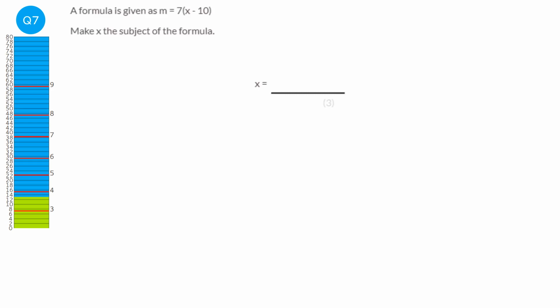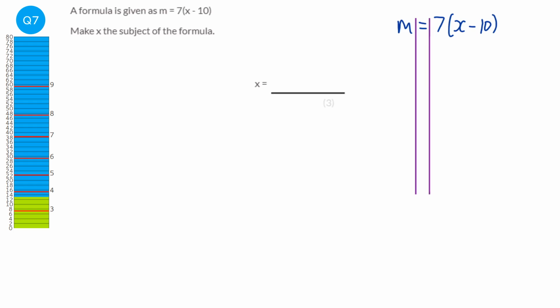So we're going to start just by writing this out. So m equals 7 brackets x minus 10. And we're going to put our solving lines in. I'm going to start by expanding the brackets, and we don't need to. We could divide both sides by 7, but I think this is a bit easier. And we're going to add 70 to both sides.